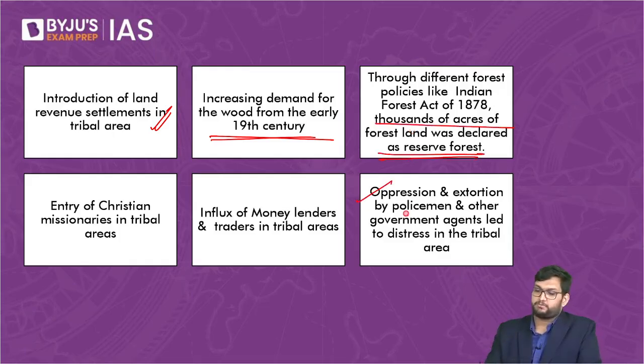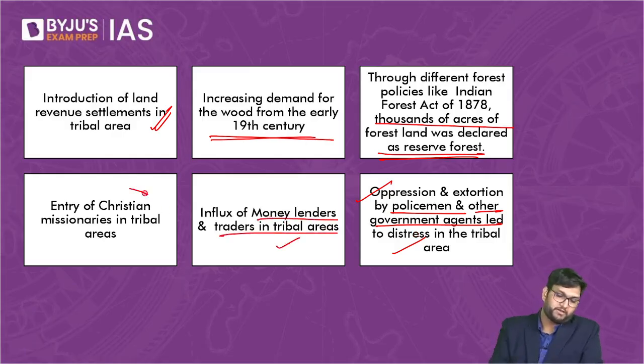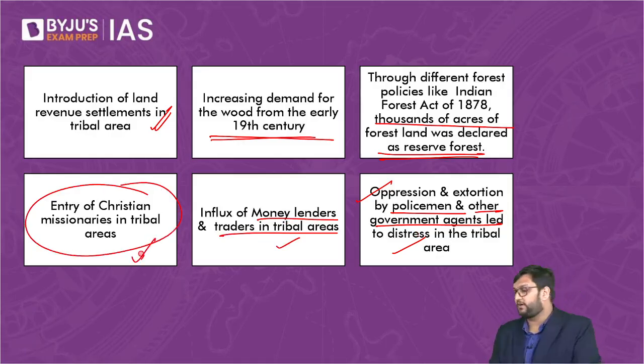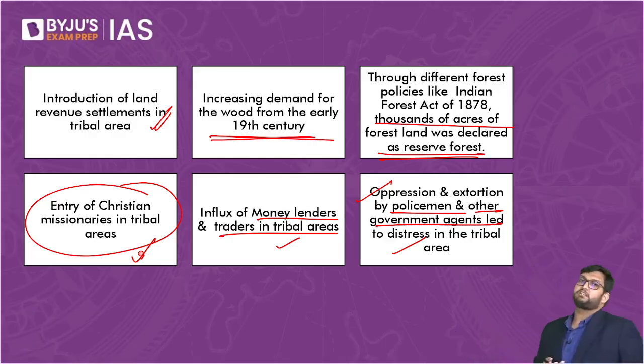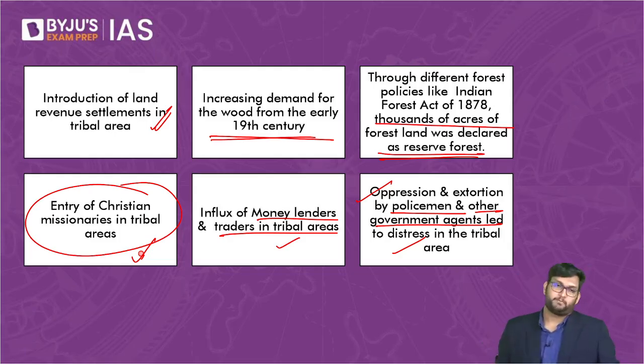Oppression and extortion by policemen and government agents in tribal areas. Influx of moneylenders and traders into tribal areas, and even entry of Christian missionaries who came to convert most of these tribals, who had their own concept of religion. So the missionaries also entered and started to convert.